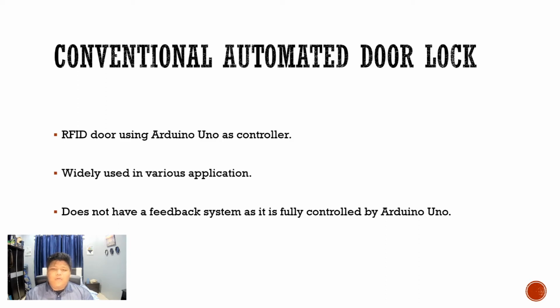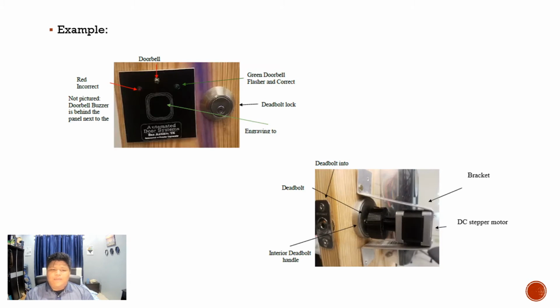The difference between the conventional automated door lock and our RFID door lock is that the conventional one does not have a feedback system, and it is fully controlled by Arduino Uno. What is meant by that will be explained more in this presentation. This is an example of a conventional automated door lock. In the left picture, there is an RFID module, which is also the sensor, and the card itself, which is touched on the sensor. The deadbolt is attached to a DC motor, and when the card is touched, it will unlock or lock without any feedback system.